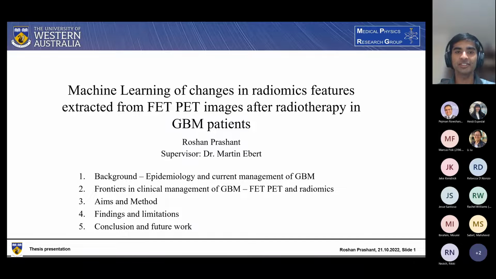The title is Machine Learning of Changes in Radiomics Features Extracted from FET PET Images after Radiotherapy in Patients who were diagnosed with glioblastoma. My supervisor is Dr. Martin Ebert. Today I'll be going through the background of the current state of research in FET PET radiomics, as well as the aims and method of the study, the research that I've conducted in the last year, as well as the main findings, limitations, and the implications this has on this field.